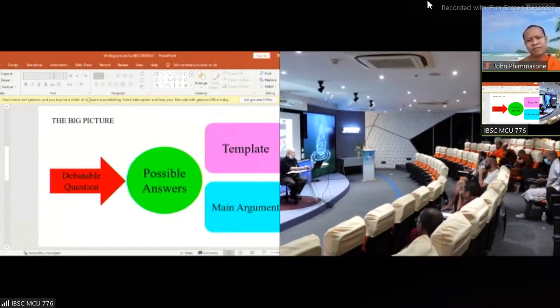So we start with a debatable question, we consider possible answers, and then we develop a template: subject, topic, paper title, thesis. Then we develop a main argument for that approach. The main argument has premises 1, 2, 3, 4, 5, or however many you need, therefore, thesis. So the thesis in the therefore blank of the main argument is the same as the thesis in the template: subject, topic, paper title, thesis.